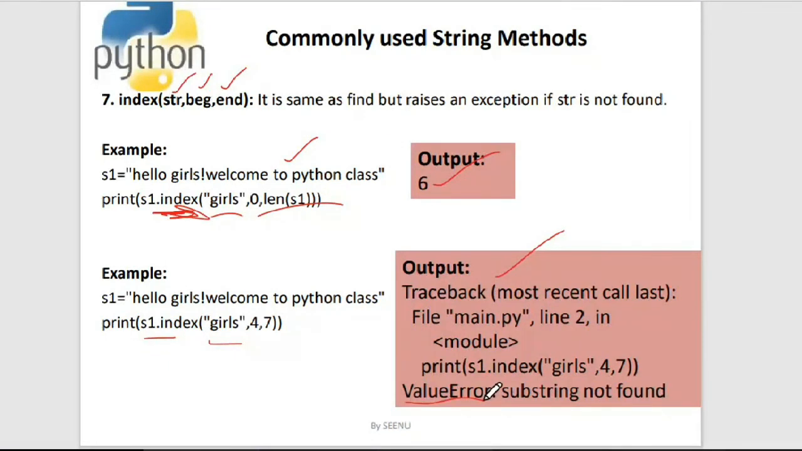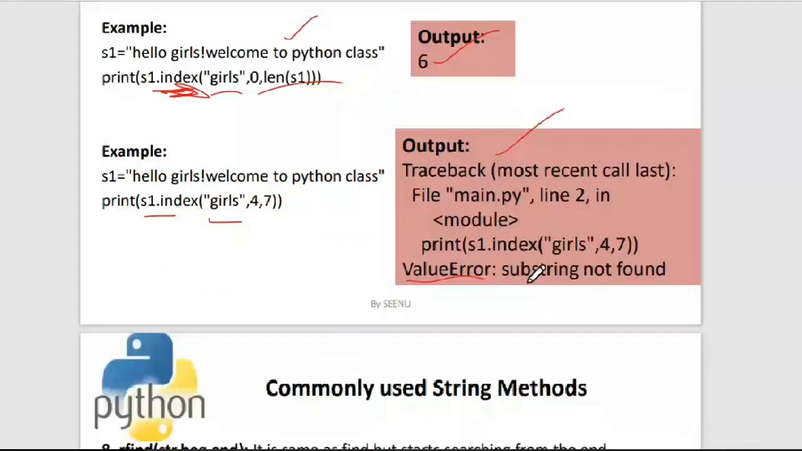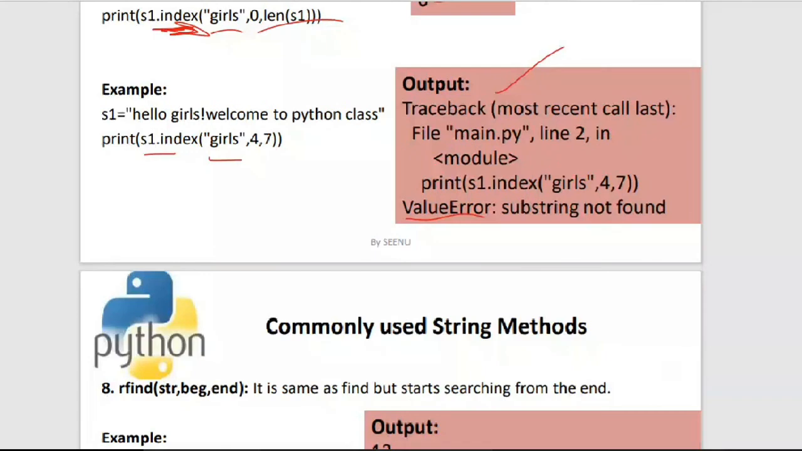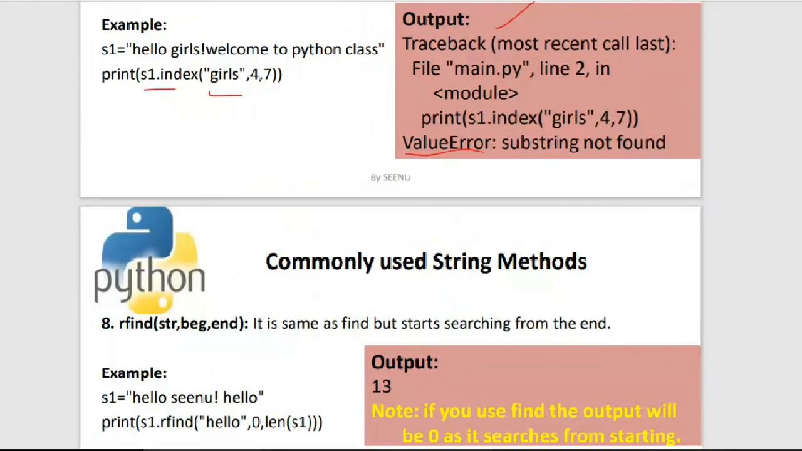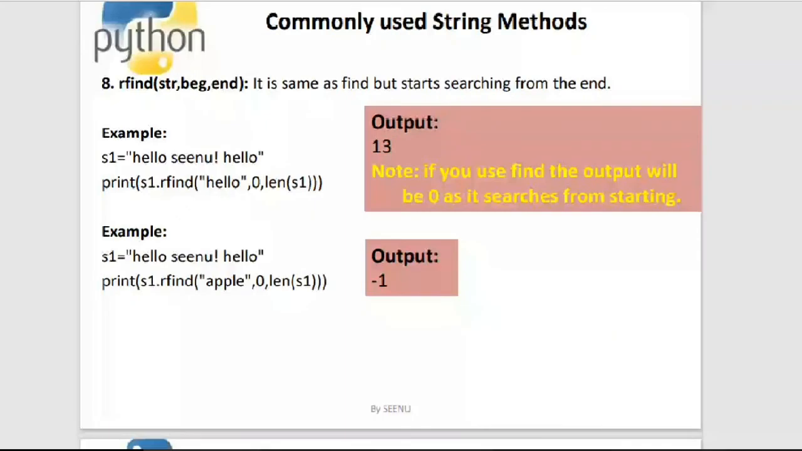Many kinds of errors we are seeing from the beginning of this class. We have seen type error, value error, index error, and many kinds of errors. It's giving a value error, which means substring not found. Is the concept clear? Is the difference between index and find clear to everybody in the class? Yes, ma'am. Okay.